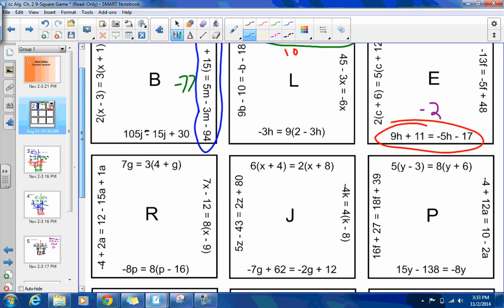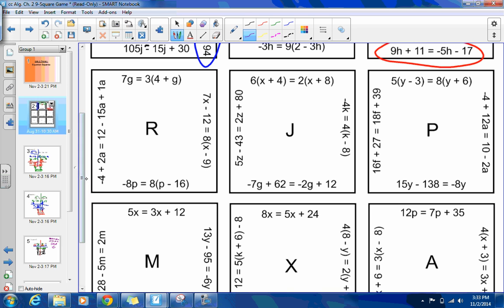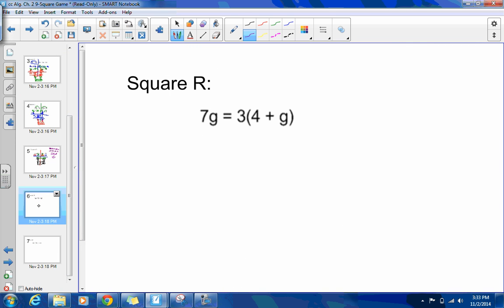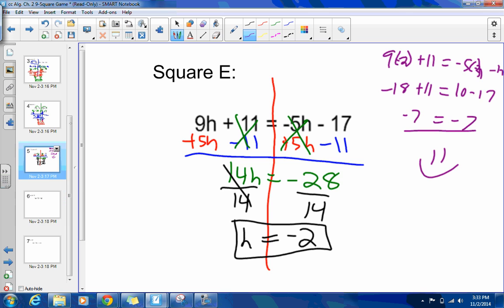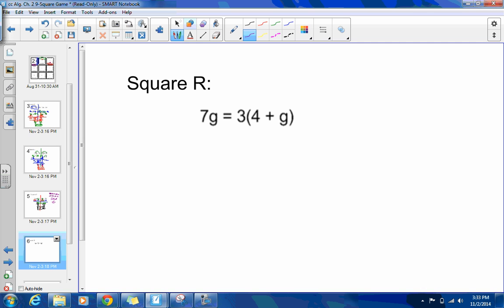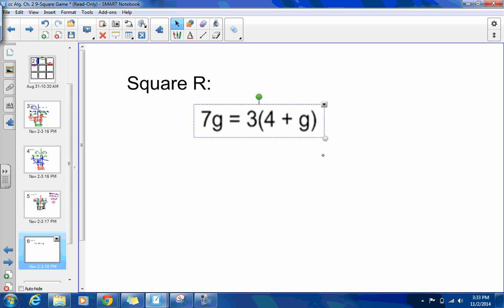All right, I think I'm going to do a couple more for you. We're going to go with square R. I believe we're going to do the top one. Yep. So on R, you're going to do this one right here. And it is 7g equals 3 times the quantity 4 plus g. And it looks like this. All right, follow the same steps.